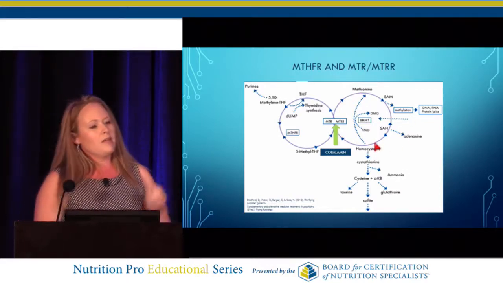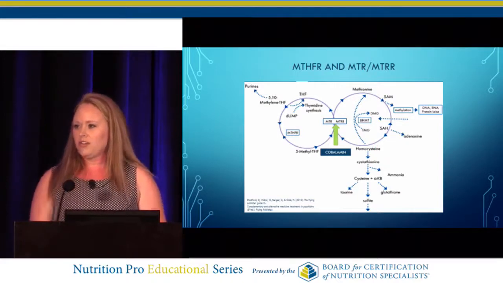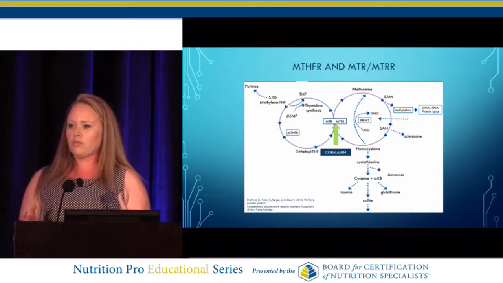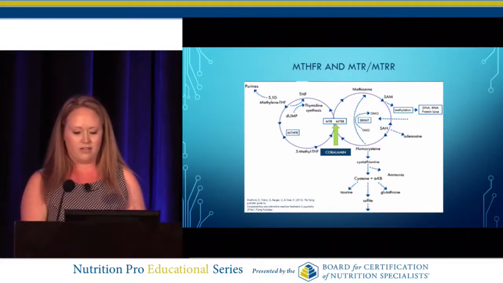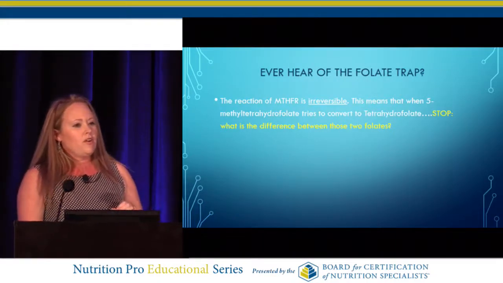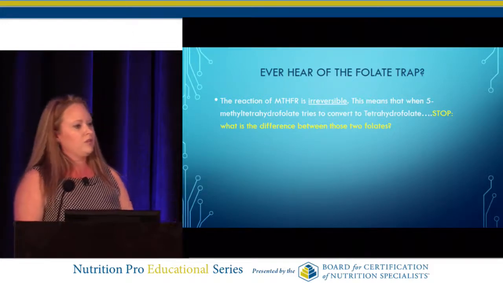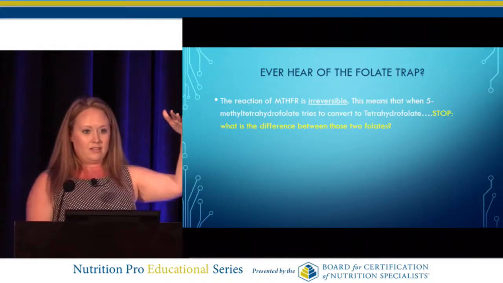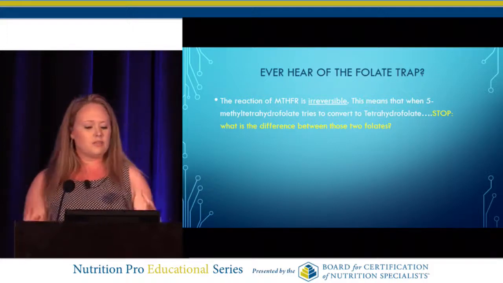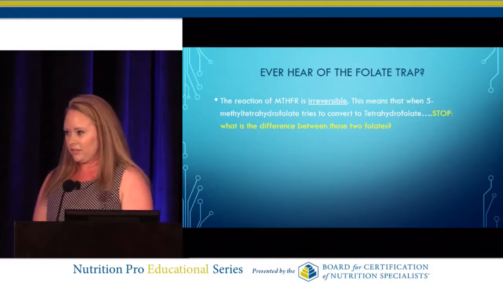Keep in mind, homocysteine is simply methylated methionine. So I'm trying to defang all of these complicated words. So if you start thinking about a methyl group moving around, all of a sudden the words start to make a little bit more sense. So the reaction of MTHFR is irreversible. That means we cannot go from 5-methyl tetrahydrofolate back up to 5,10-methylene tetrahydrofolate. So again, let's defang it. What is the difference between tetrahydrofolate and methyl tetrahydrofolate?